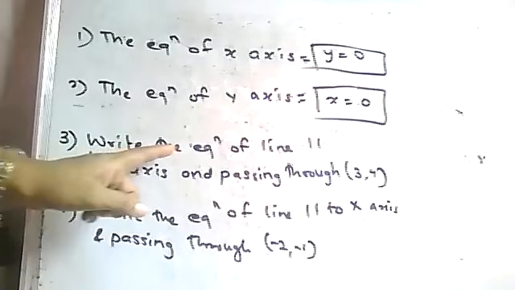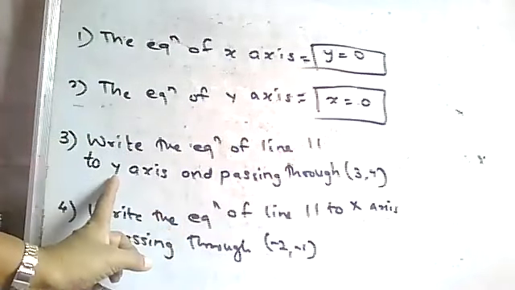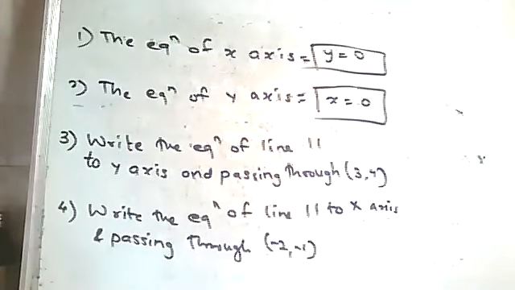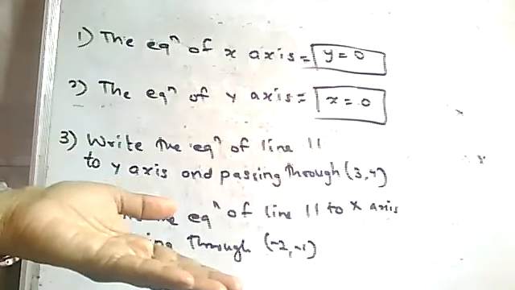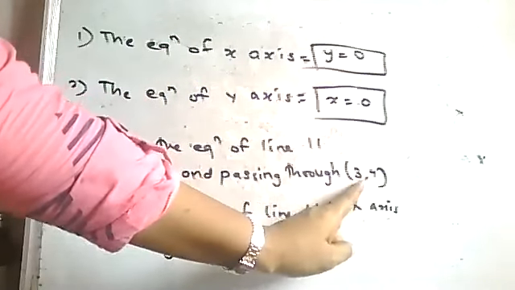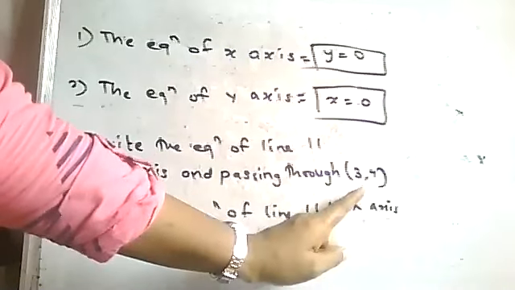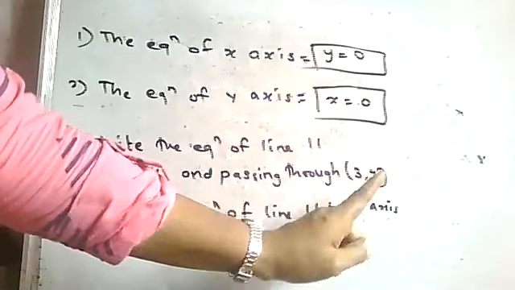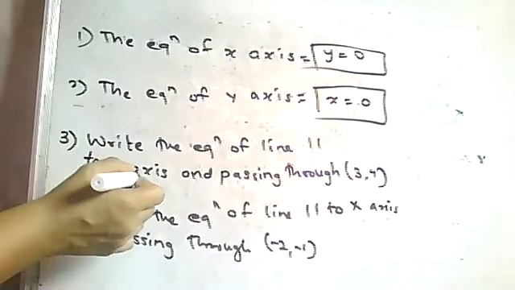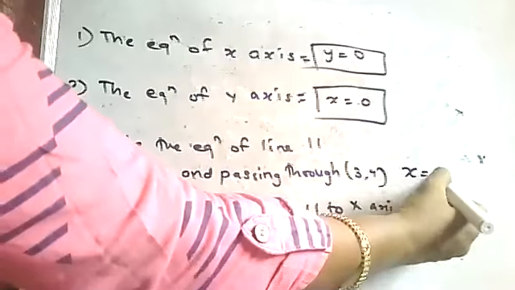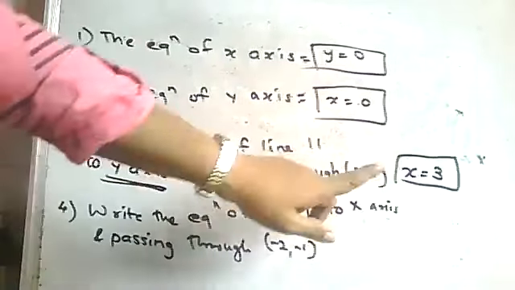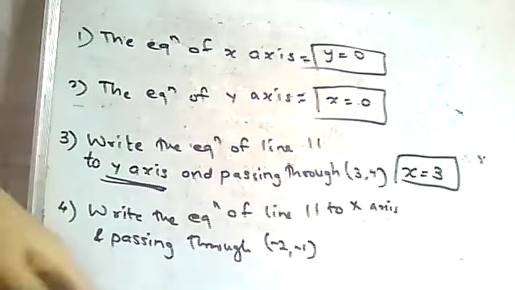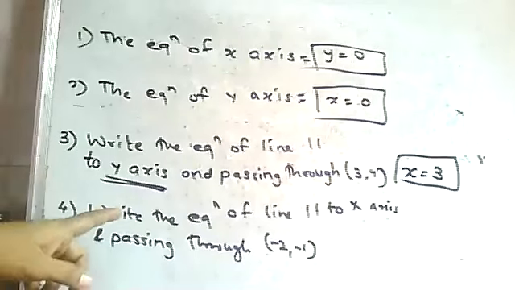Now the equation of line which is parallel to y-axis will have the form of x is equal to something. That something you have to search in this bracket. These are the coordinates and your first coordinate is always x, second one is y coordinate. So it is parallel to y-axis, so it is opposite, x is equal to something, and that something you should get from this point.